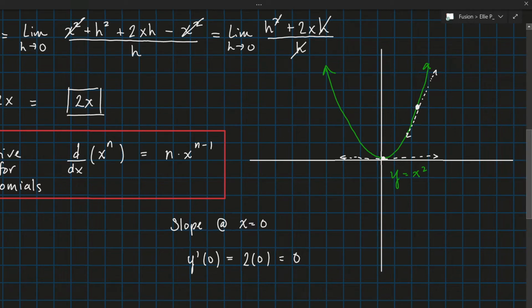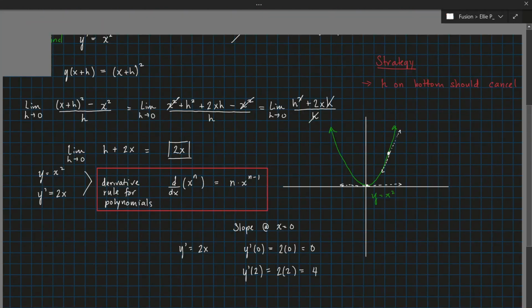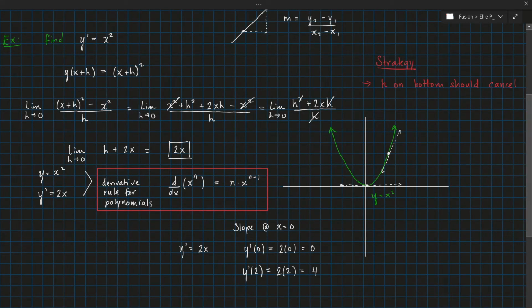But yeah, at the point that's like x equals 2, we just plug it into our derivative, the formula that we came up with. So 2 times 2, that'll give us 4, which is a pretty steep slope, which is what we expect here. So again, you can plug in any point here, and it gives you the slope at any point of this function. That's what a derivative is. Okay.